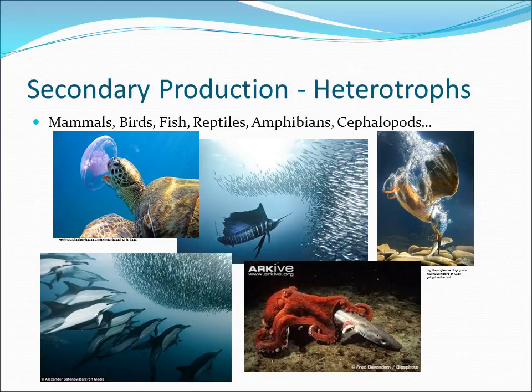Secondary production in the ocean is conducted by pretty much any animal group that you can come up with. Mammals have evolved on land, but they've returned to the ocean. They've re-evolved into the ocean to feed in the oceans. Birds, we've all seen birds dive into the water after fish. Fish, of course, reptiles such as sea turtles. Certain amphibians can tolerate a little bit of salt water. Cephalopods such as octopus, etc.